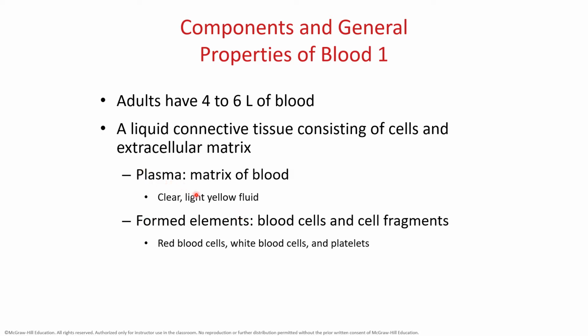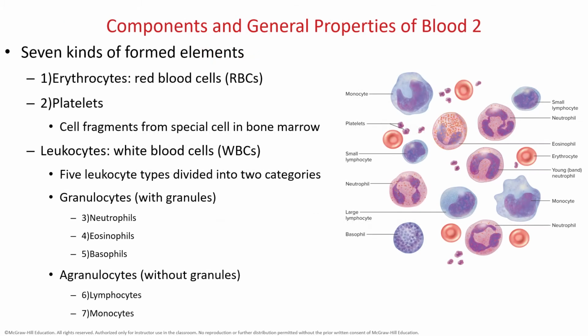So the plasma, that's the clear light yellow fluid. We're going to take a look at that when we talk about hematocrit. And the formed elements are actually the cells, the blood cells and the cell fragments, including those red blood cells, the white blood cells, and the platelets. So there are 7 kinds of formed elements.